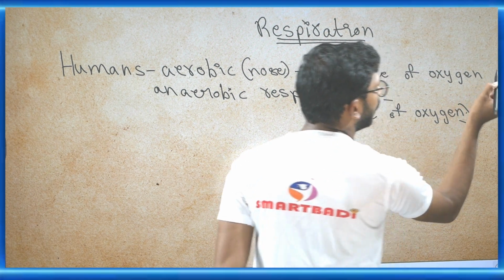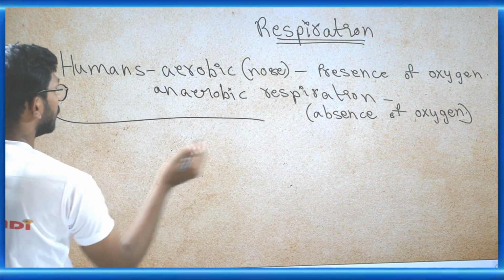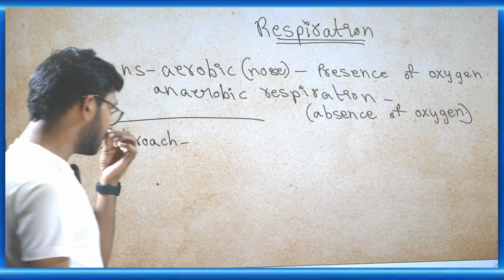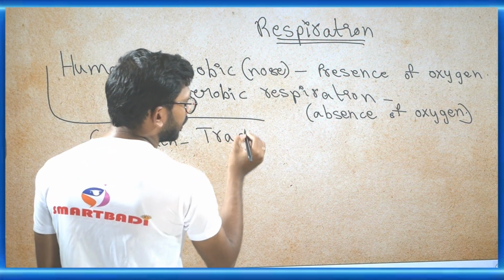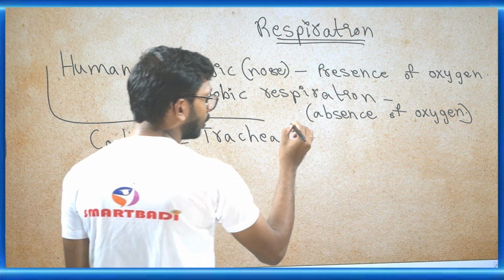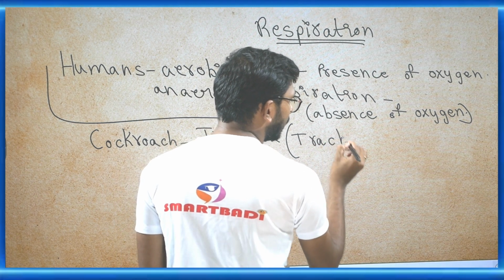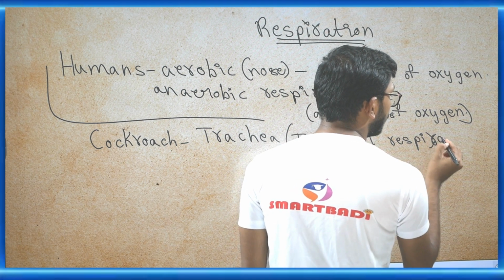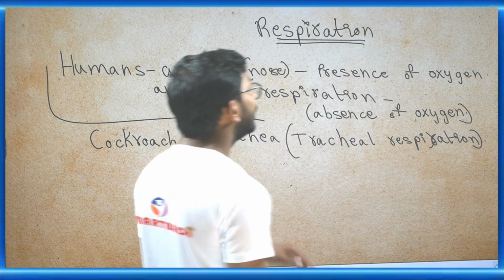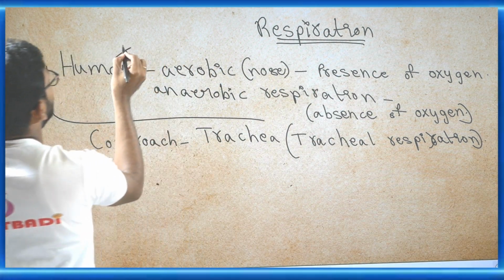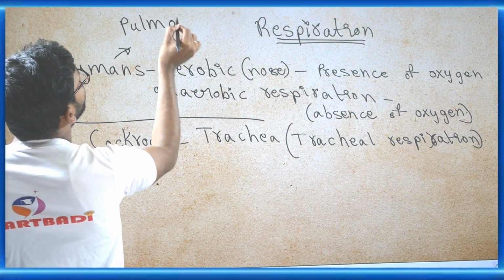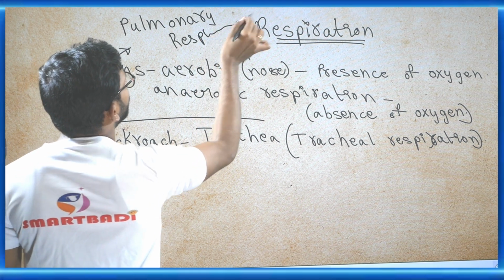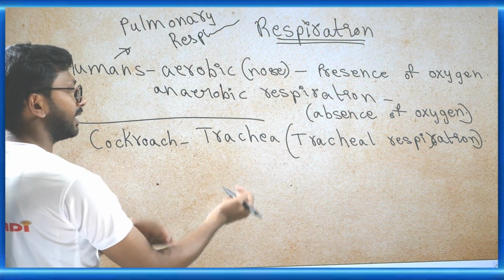Apart from that, today we are going to learn about some more organisms, for example, the cockroach. The respiration in cockroaches occurs through the trachea, so we call this tracheal respiration. Whereas in human beings we call it pulmonary respiration, because the respiration occurs by the lungs. But in cockroach we call it tracheal respiration.